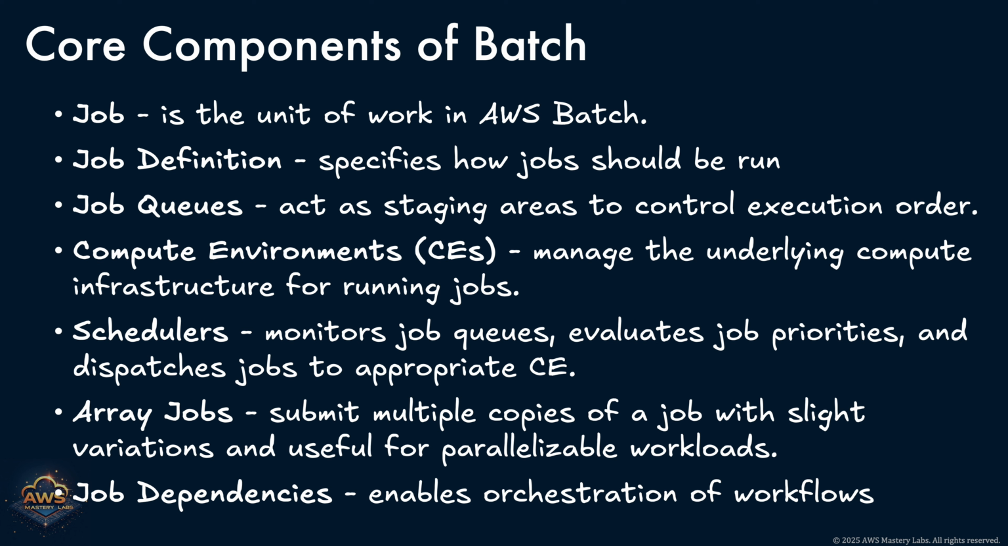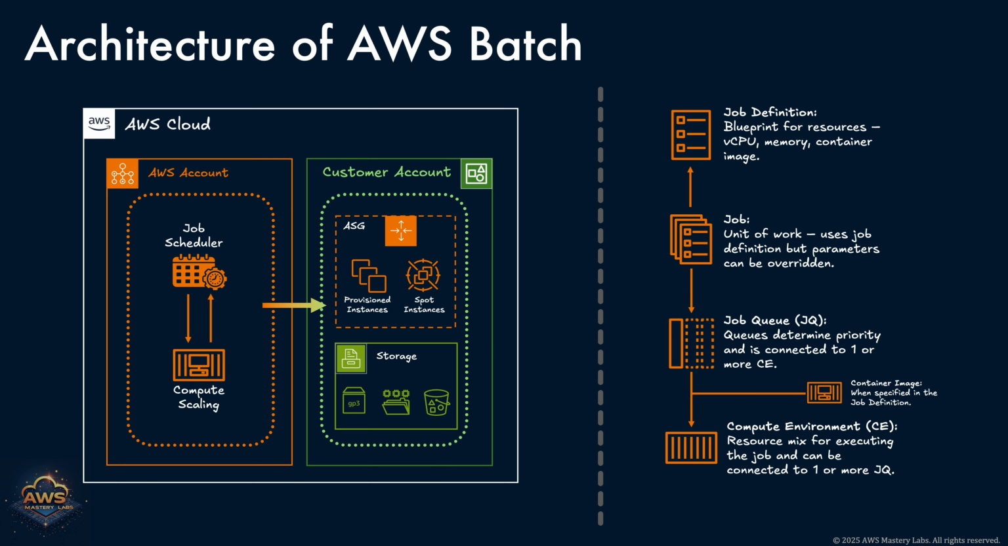And finally, with job dependencies, you can define workflows where jobs only run after other jobs succeed, enabling complex multi-stage pipelines directly within AWS Batch. Let's take a closer look at how AWS Batch orchestrates the lifecycle of a job through two interconnected layers: the system architecture and the job flow.